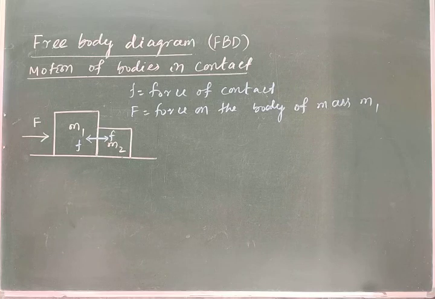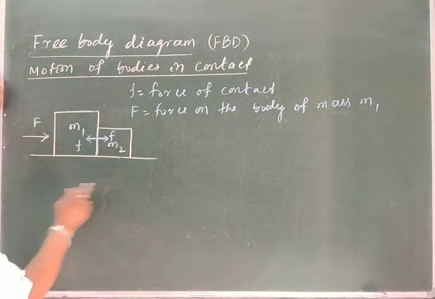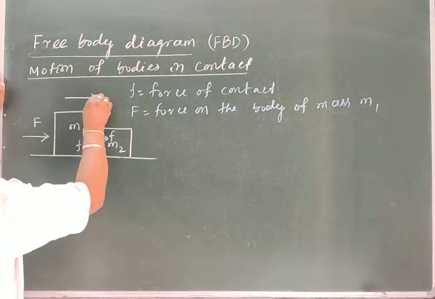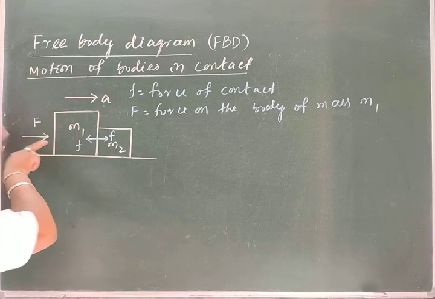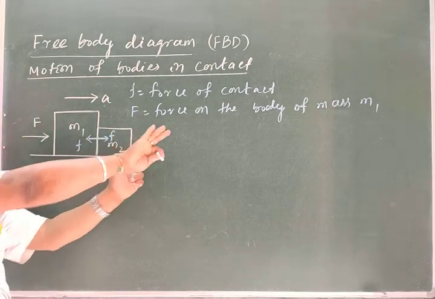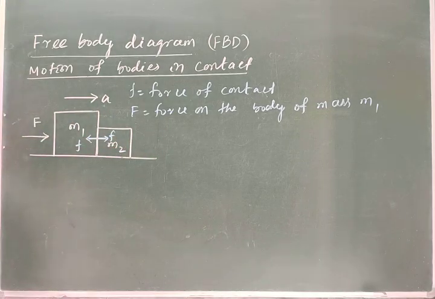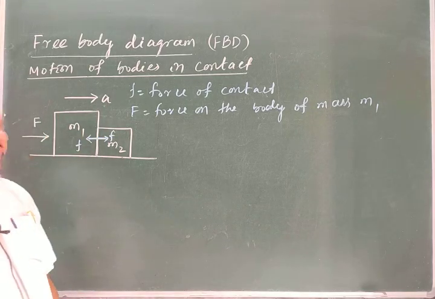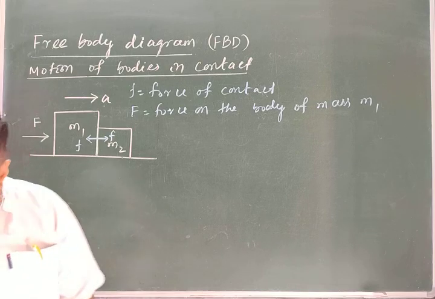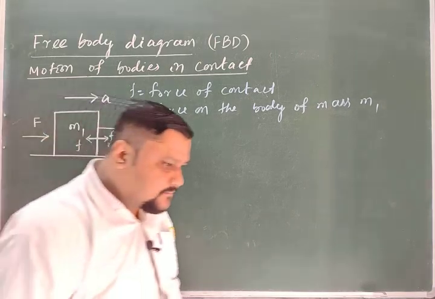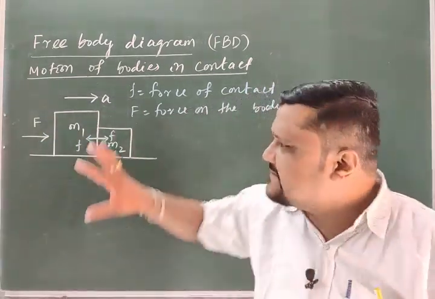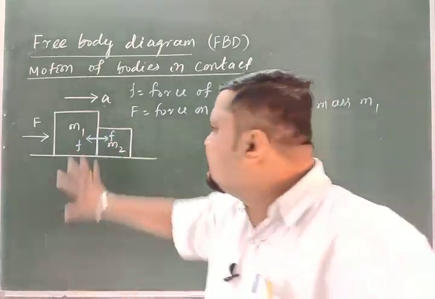Now the question is, what is the acceleration of the bodies? If the force is applied on this body along this direction, the acceleration will be along the direction of force. So this is the acceleration of the body, and the two bodies move. To find the acceleration, I will use the concept that m1 and m2 together are a system of bodies. This is a system.